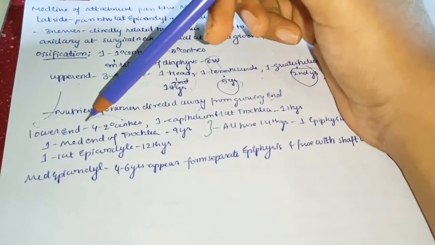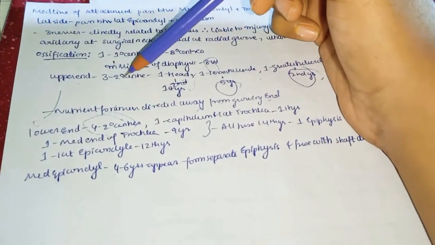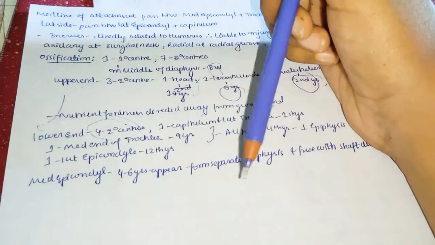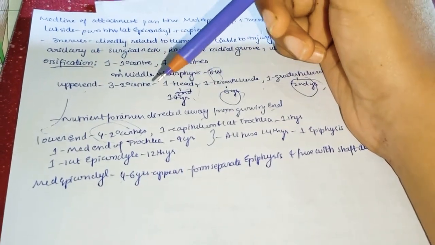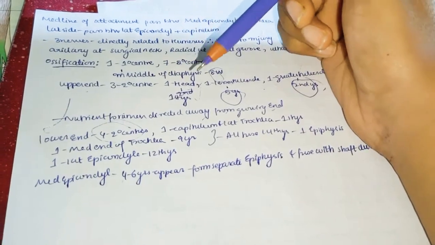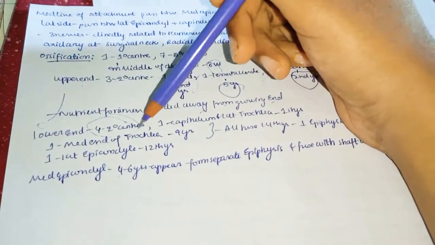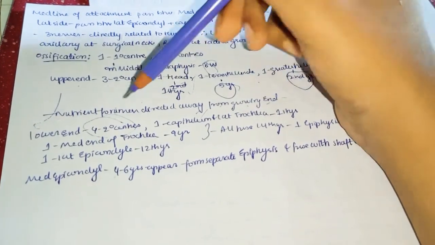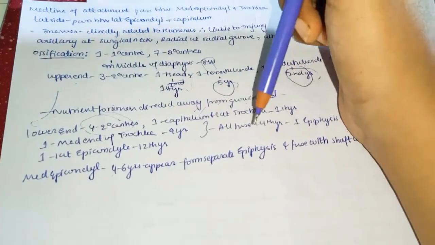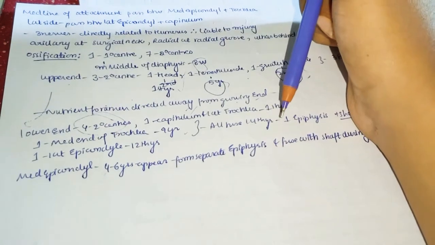In the lower end it has 4 secondary centers. So total 4 plus 3, 7 secondary centers. So remember, the upper end has 3 secondary centers, one for each part: mainly the head, greater tubercle, and lesser tubercle. Whereas the lower end has 4 secondary centers, that is one for the capitulum and lateral trochlea in the first year, and one for the medial end of trochlea. In the 9th year they appear, and all fuse by the 14th year.